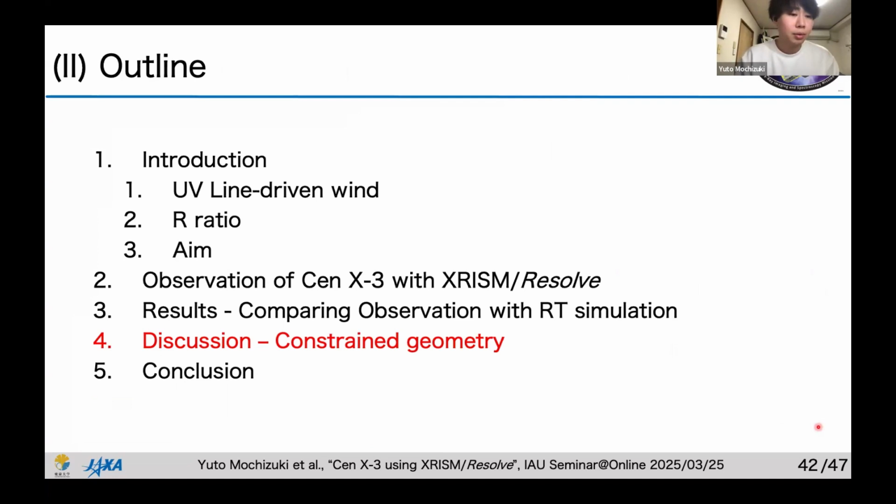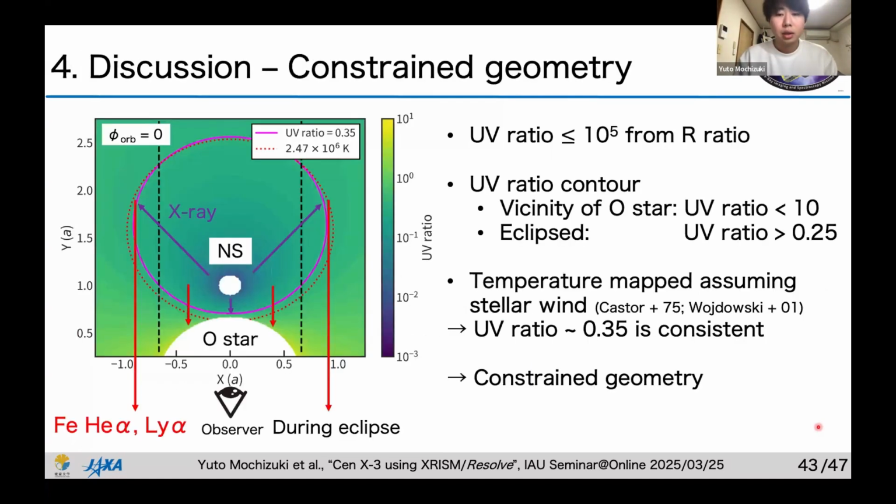Okay, let's move on to the discussion. We confirmed that the estimated limit value is reasonable. To do so, we plotted the UV ratio contour on the orbital plane in this figure. The left figure shows the orbital plane of the O-star and neutron star, normalized to the orbital separation.